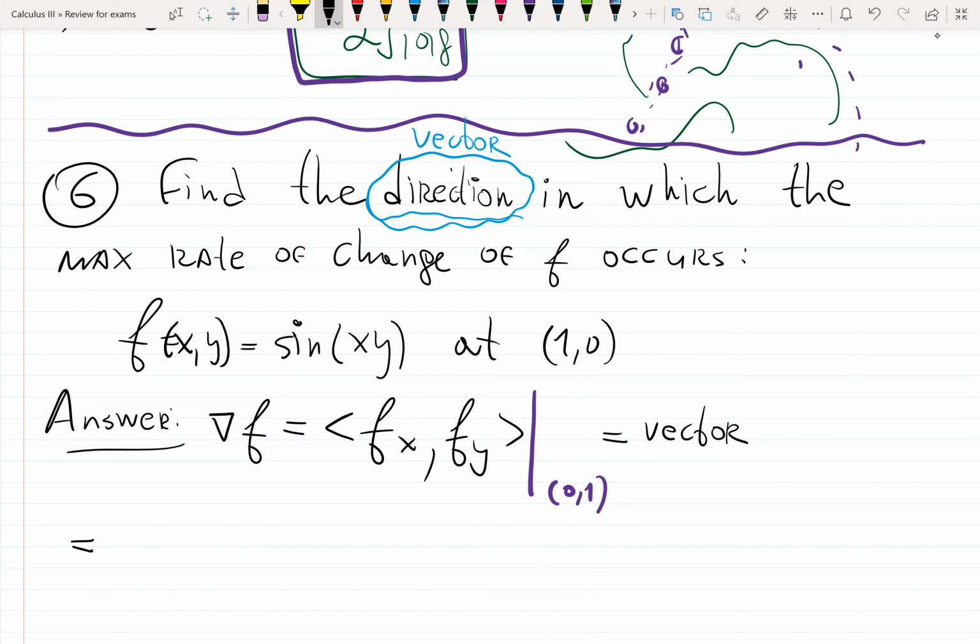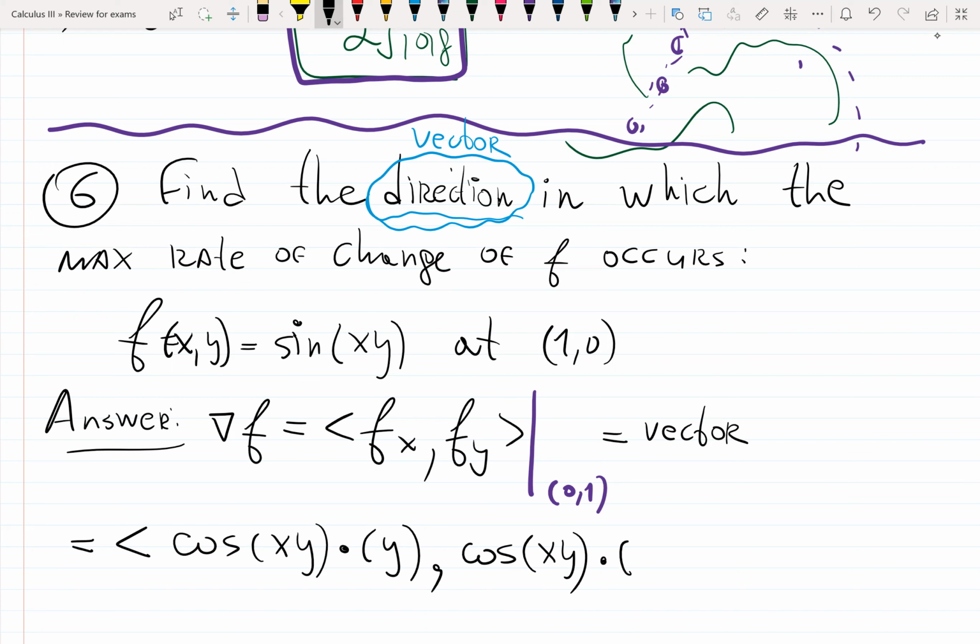You just really fast find the partial derivative with respect to x of sine. That's going to be cosine. Copy x times y times the derivative of the function inside, which is y. X gives you 1, comma, partial derivative with respect to y. Same thing, cosine x and y, but this time times x, because y is a constant.